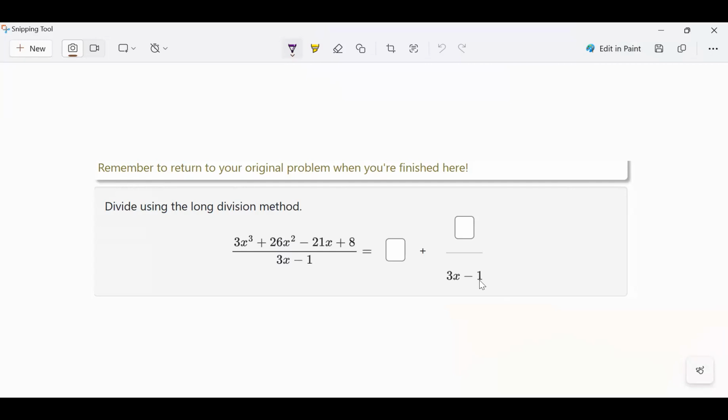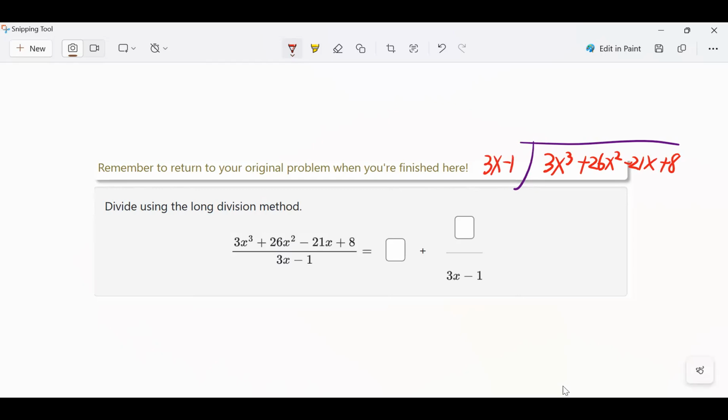Yes, let's go with the solution. So very similar, right? Like what we did earlier. First of all, set up as long division. Change the color. So we can do 3x cubed plus 26x squared minus 21x and add 8 as a dividend, and the divisor is x minus 1.